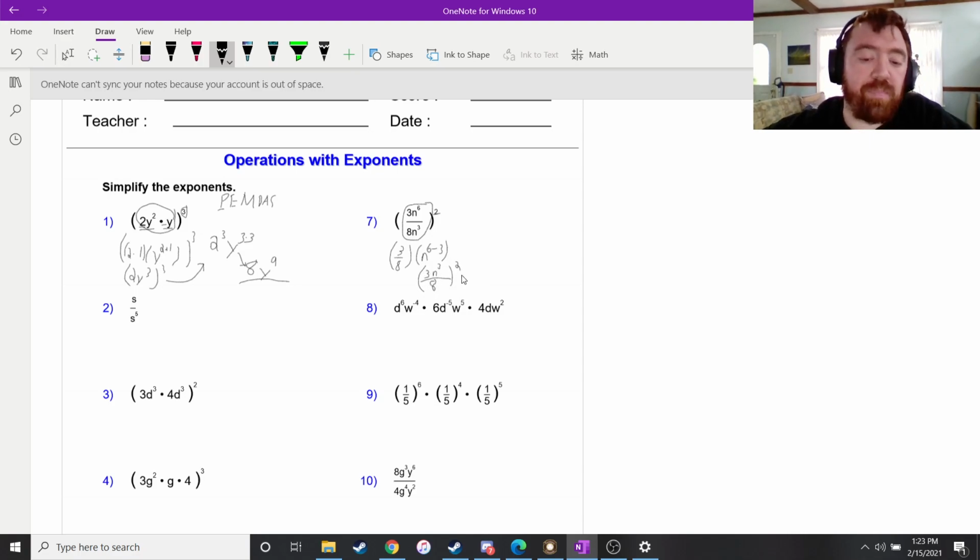squared. We're going to distribute the exponent on the outside. So then we're going to get 3 squared n to the 3 times 2, 8 squared. And then our final answer is going to be 9 n to the 6 over 64.